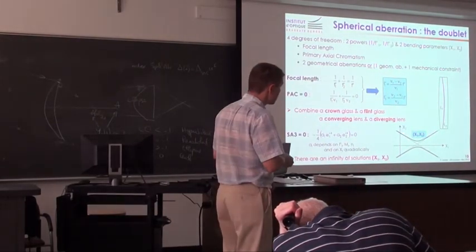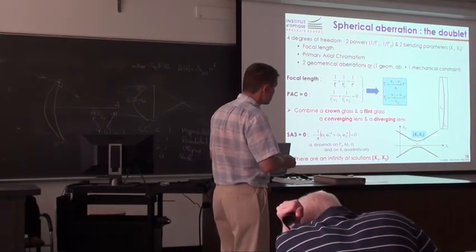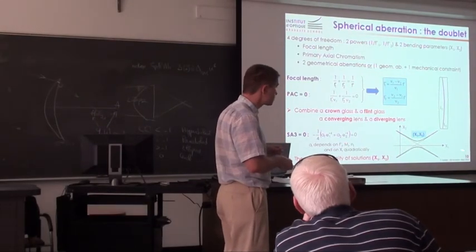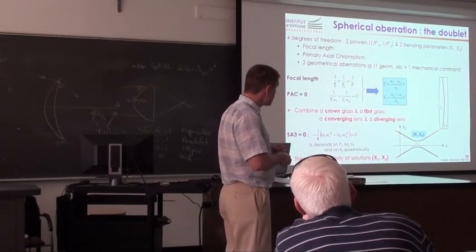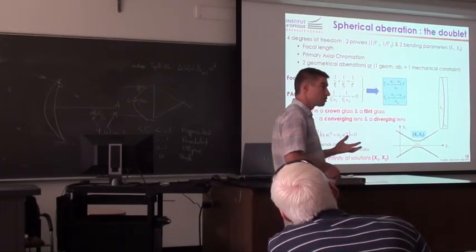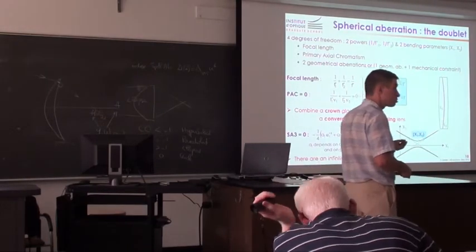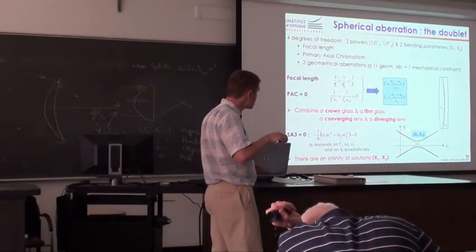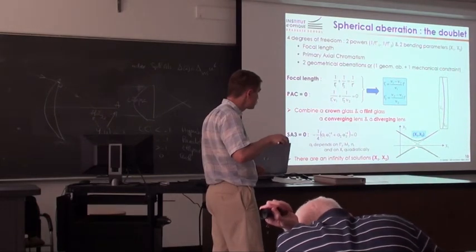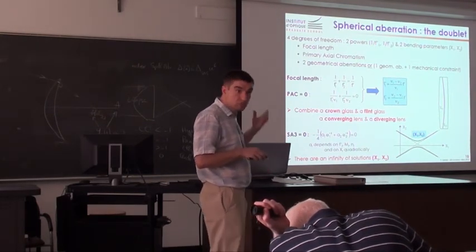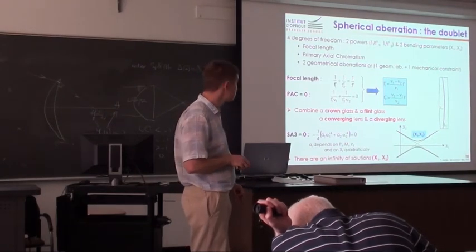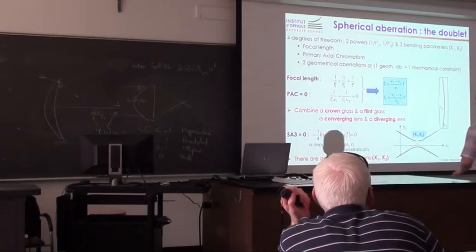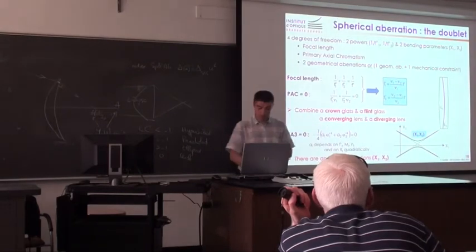Eventually, what you get is that this equation is the equation of a hyperbola in the space of x2 versus x1. It means that you have actually an infinity of couples of bending parameters, x1 and x2, that allow you to cancel spherical aberration of the third order. Each of the points on the two branches of this hyperbola cancels SA3. So if you're lucky, there is an infinity of solutions. Good.